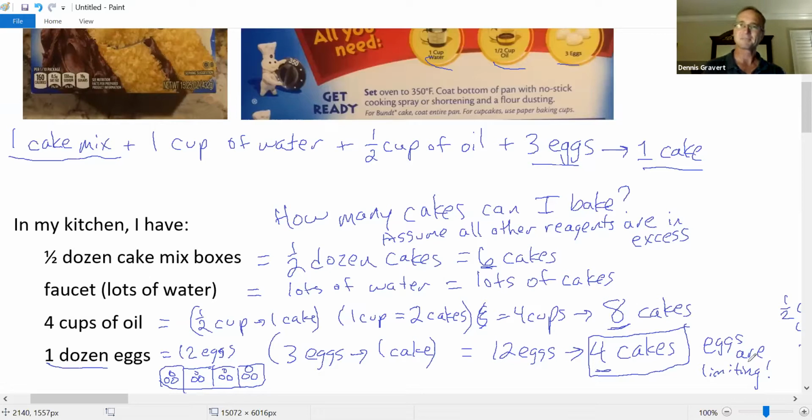Does that make sense? Yeah, just kind of figuring out based on the recipe. Take each one in turn. How many cakes, how many products can you make based on the quantity of each reactant? And what you do is the answer is the least number of products. So the cake mixes could make 6, the oil could make 8, the eggs can only make 4. 6, 8, or 4. You take the smallest quantity and that's the answer.